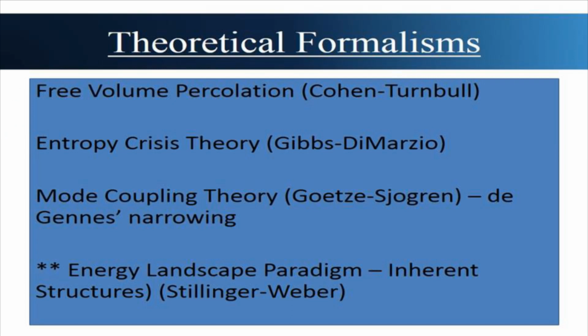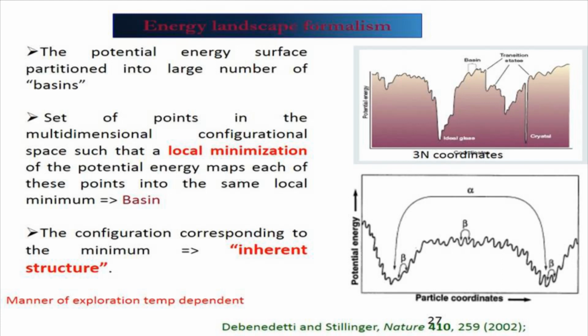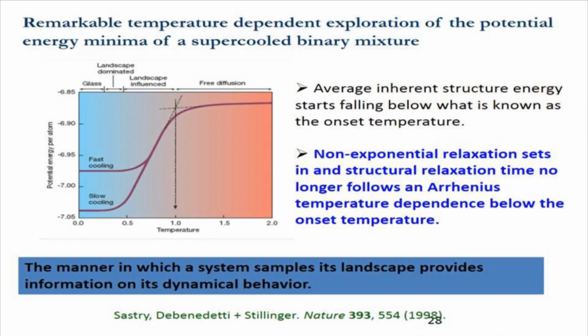And there are lots of theories that we have worked on, but today I am talking only of this particular one, which is the energy landscape paradigm. Stillinger and Weber started it in 1984, but this famous Nature paper was published in Nature. So the average energy and the temperature will have this kind of break between high temperature and low temperature behavior. This is connected to non-exponential relaxation, where the structural relaxation time no longer follows Arrhenius temperature dependence below this onset temperature.